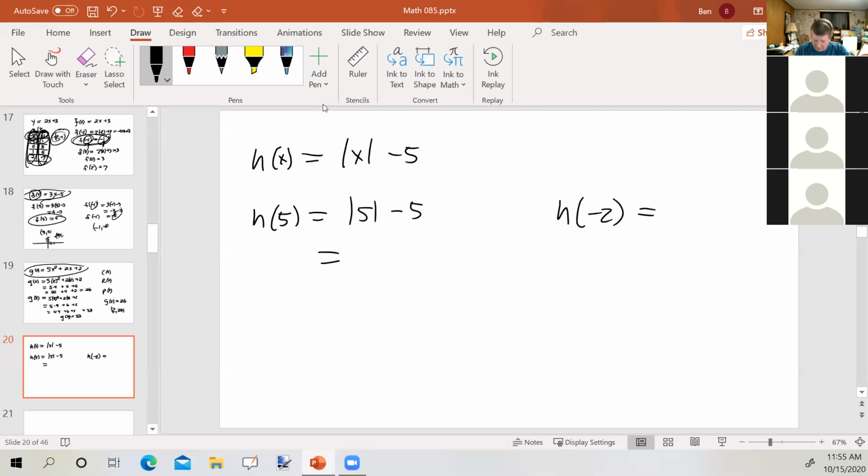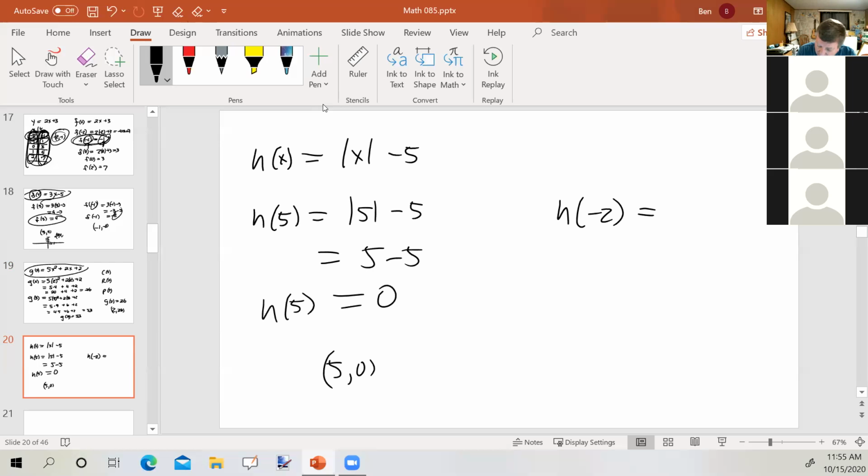Wouldn't it just be 5? Yep. And what's 5 minus 5? 0. So H of 5 equals 0. 5 comma 0, that would be what? An x-intercept on the graph of H of x equals the absolute value of x minus 5.